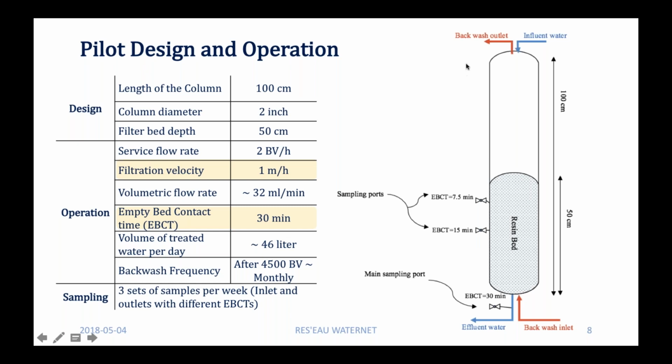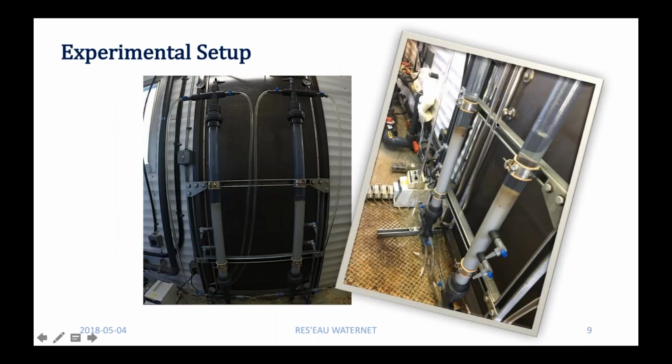Water will be pumped from the top of the column, and with gravity force, it will pass through the resin bed and will be treated. We also designed some valves for doing backwash of the system. And this is my experimental setup, which consists of 2 same packed bed ion exchange columns, operating in the same conditions and in parallel. And you can see the sampling valves here.